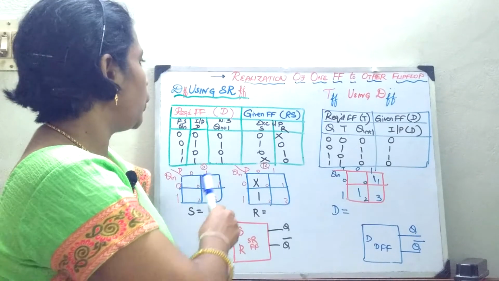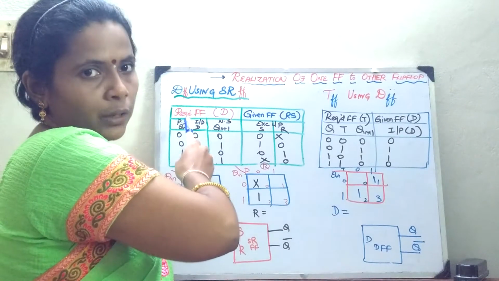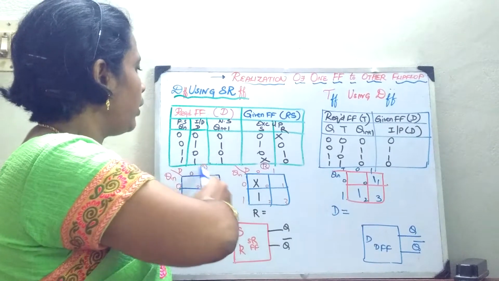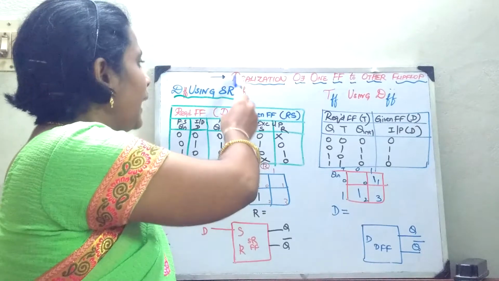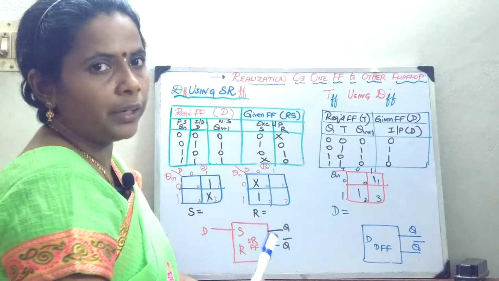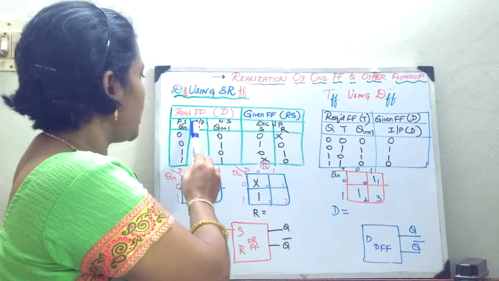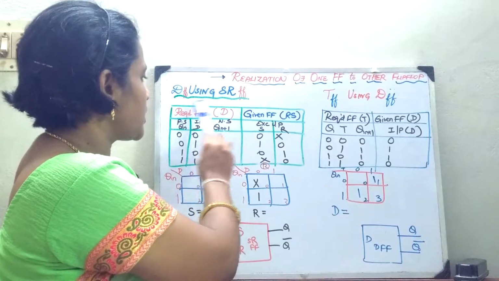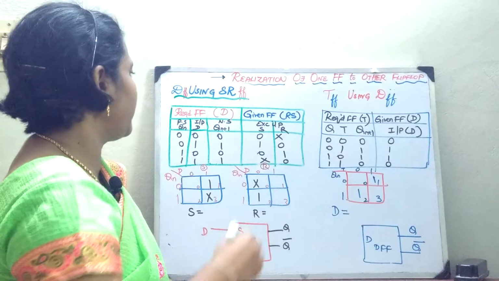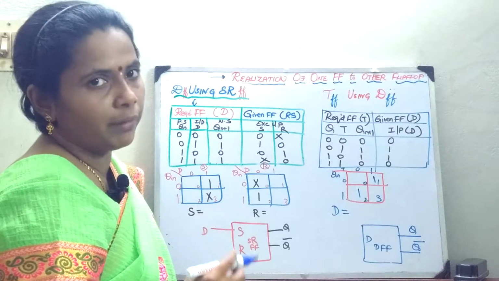Whichever flip-flop you are going to realize, here the D flip-flop, you write it on the input side, and whatever is the given flip-flop, you write it on the output side. Here also, the present state and input determine the next state, and this is your characteristic table. So write the characteristic table for the flip-flop which we are going to realize.